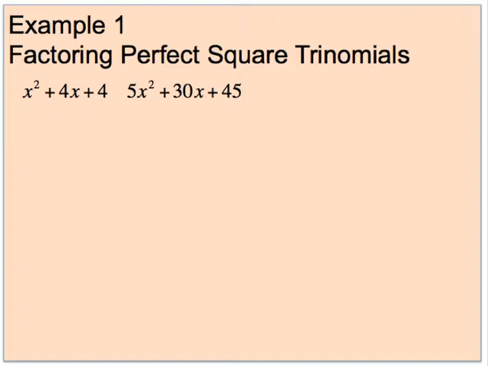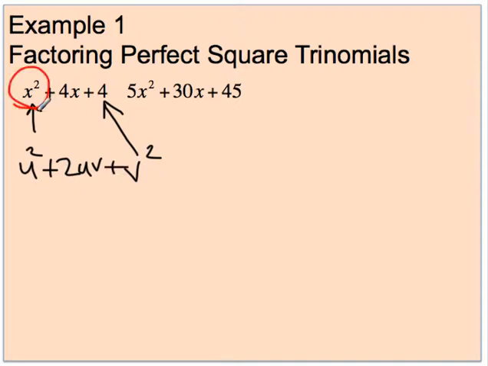Now this method only works if it is a perfect square trinomial. But what I want to look at is this first piece, and I want to remember that this is going to be u squared. I want to look at this last piece, and this is going to be v squared. Now in this case, I have plus 2 times u times v.